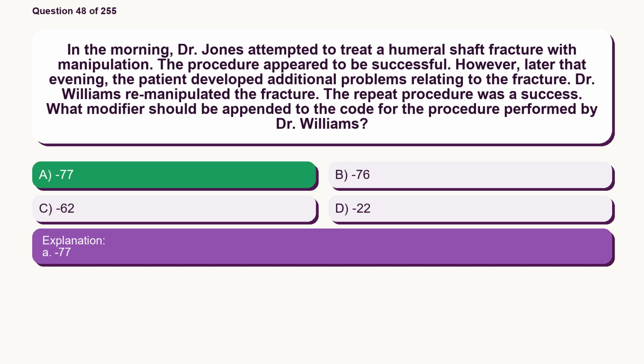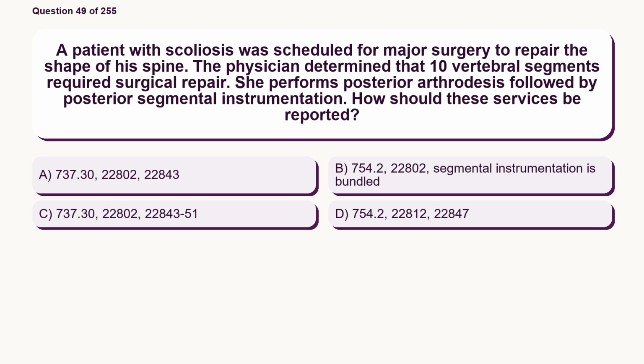A, -77. Question 49. A patient with scoliosis was scheduled for major surgery to repair the shape of his spine. The physician determined that 10 vertebral segments required surgical repair. She performs posterior arthrodesis followed by posterior segmental instrumentation. How should these services be reported?